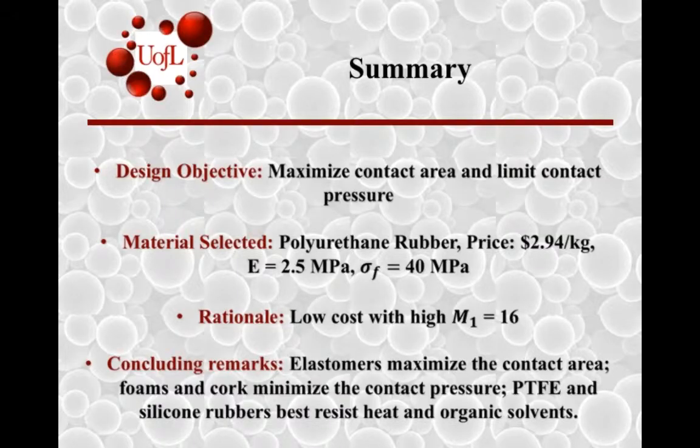I ended up picking a polyurethane rubber as my material selected to make a seal. It's only $2.94 per kilogram and has a modulus of 2.5 MPa with a failure strength of 40 MPa, giving you an M1 of 16, which is pretty high. And elastomers maximize the contact area. Foams and corks minimize the contact pressure, and at the same time maximize it, but you're still limited in how much pressure you can put on that actual seal. And PTFE and silicone rubbers best resist heat and organic solvents.